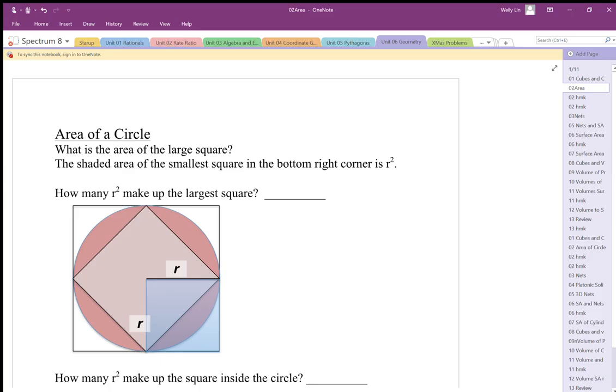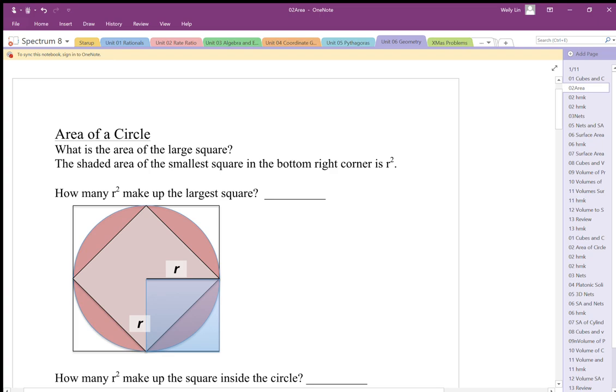One way we can think of this is we can start with the r squared value. So see the little blue square there? R squared is the square that we're going to use to try to figure out the area of that circle, that reddish orangish circle there.